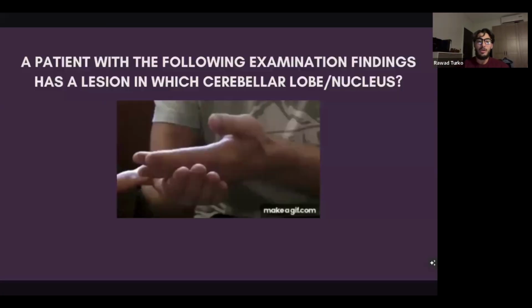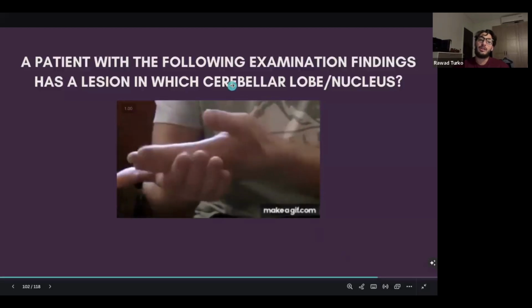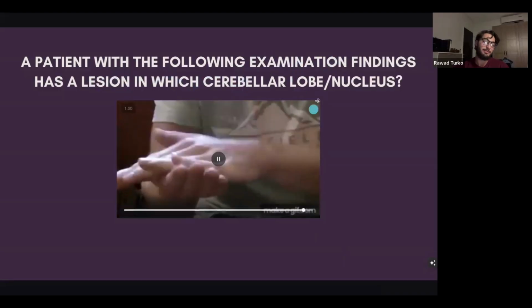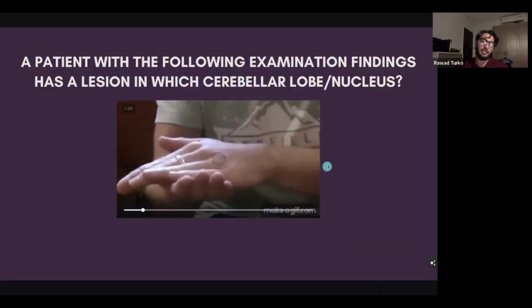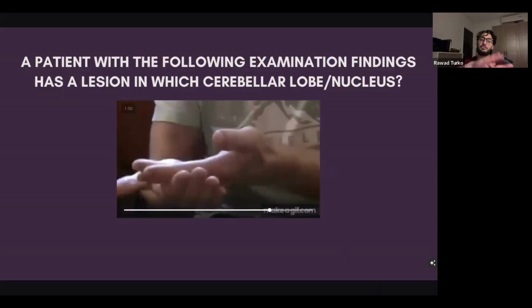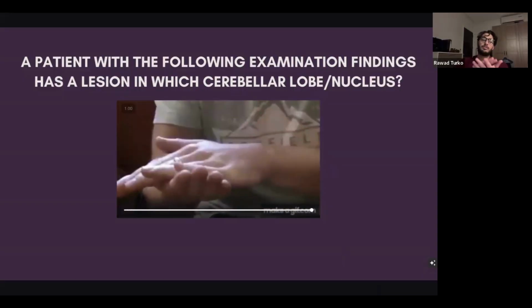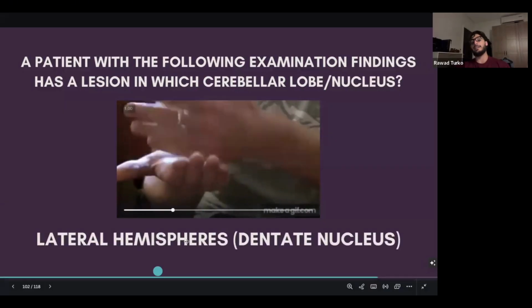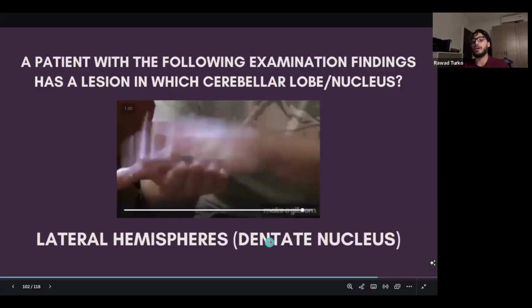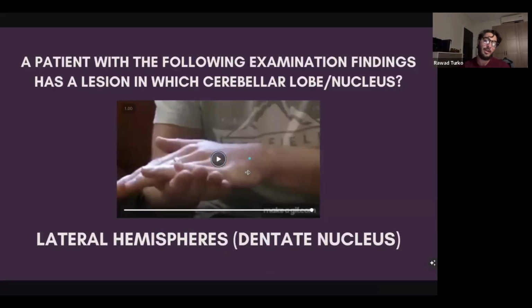Okay, now a patient with the following examination findings has a lesion in which cerebellar lobe or nucleus? Let's take a look at this. So in this case, the examiner would be asking the patient to do this. So this is called dysdiadokinesia, and it's seen in lateral hemispheres because we said that the lateral hemispheres or the dentate nuclei are responsible for fine motor planning. Okay, so a lesion there would lead to cerebellar signs, one of them being dysdiadokinesia.